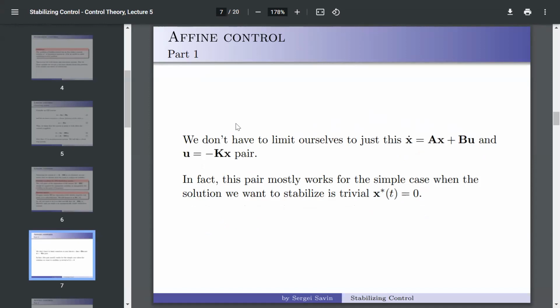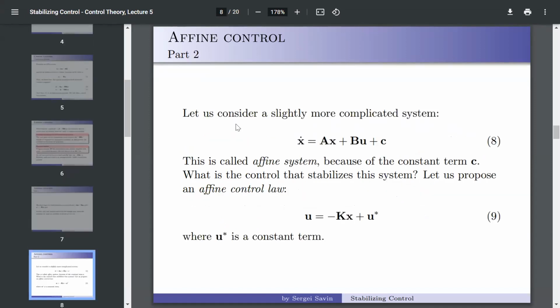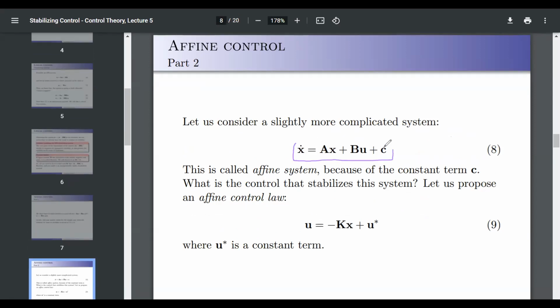But in practice, of course, it's not all that we care about, right? So let's quickly look into a slightly more complicated system. This is called affine. Why affine? Well, because of the constant term here. C makes it affine. What's an example of an affine system? Well, the oscillator that we just discussed is affine, as long as gravity acts. If the oscillator was horizontal, I will just drop the damper and represent it only with a spring. This can be a linear system, right?